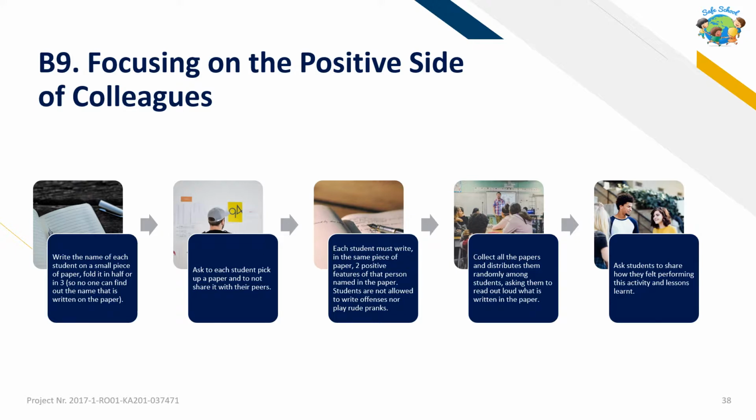Each student must write 2 positive qualities of the person written in the paper, on the same paper. Students are not allowed to write offenses nor play rude pranks. The facilitator collects the small papers again, distributes them randomly among the students, and asks them to read out loud what is written in the paper that each one got.